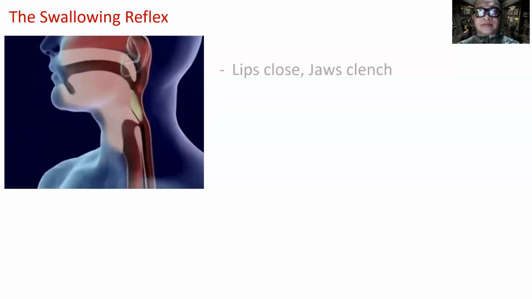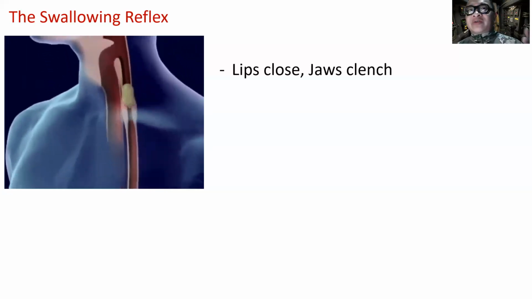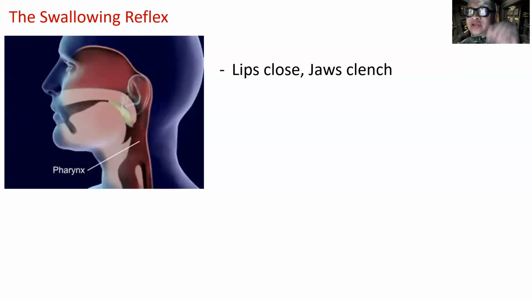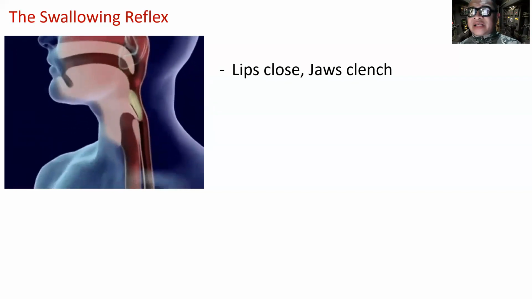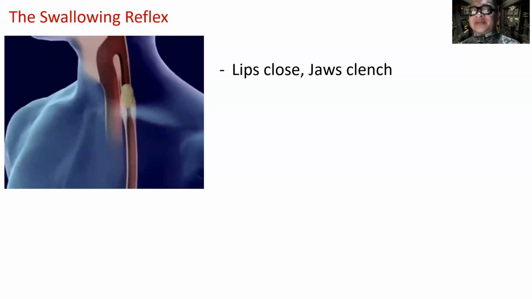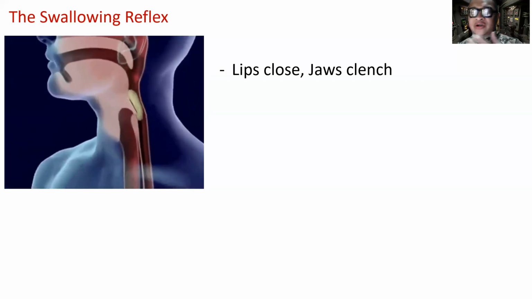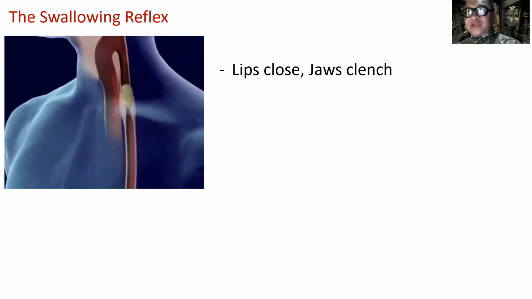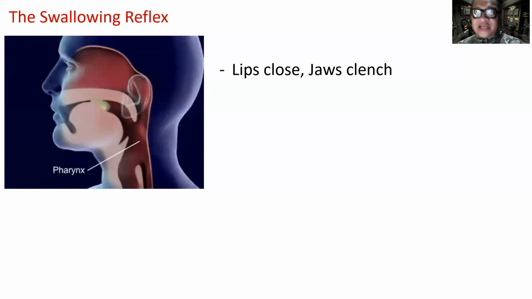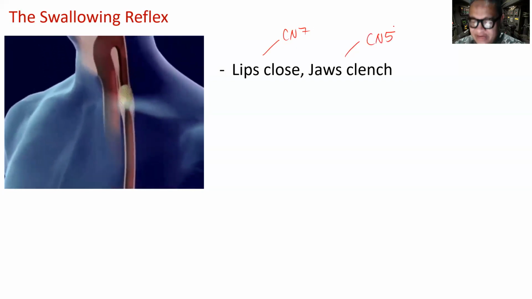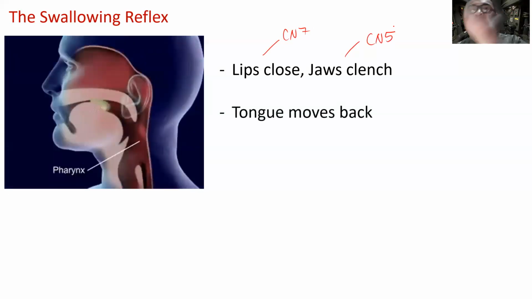Now, remember, you can basically swallow with your lips open and with your jaw open, but it's a bit difficult right now. You're usually used to swallowing with your lips closed and with your jaws closed. That's what you do when you're swallowing food. So when your lips are closed, that's cranial nerve 7. Jaws clenched, cranial nerve what? 5. Very good. Your tongue moves back.